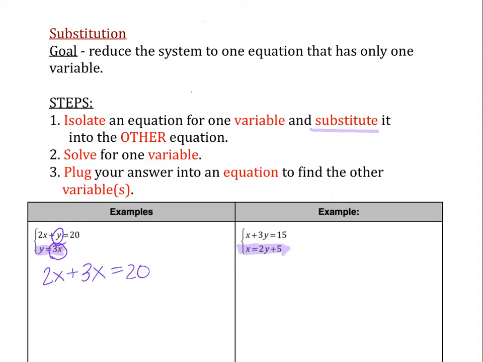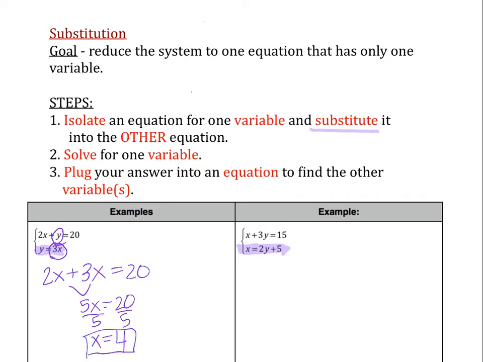In step 2, I'm solving for one variable. So now I'm going to think about, what do I need to do in order to solve for x? Well, I have like terms, so I can combine my like terms, and then I can divide by 5 to get my x is equal to 4.